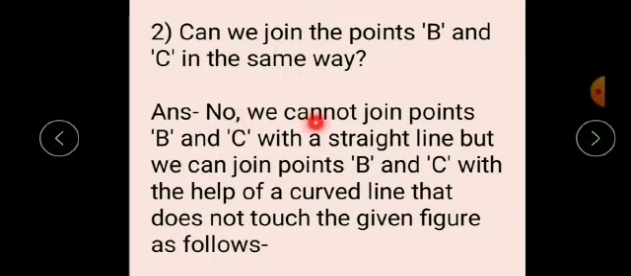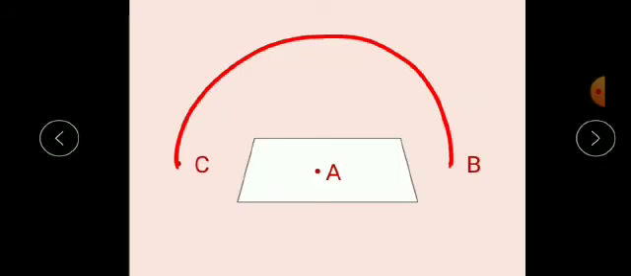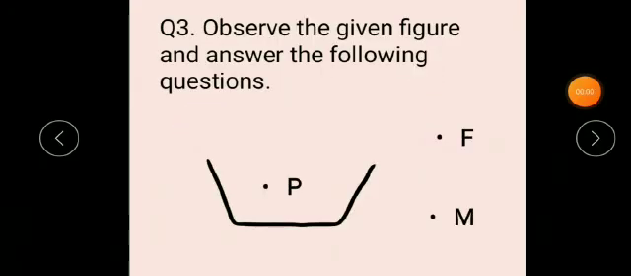So the answer is no. We cannot join the points B and C with a straight line, but we can join points B and C with the help of a curved line that does not touch the given figure as follows. Now see, we cannot draw a straight line like this, but we can draw such a curved line here from point B to point C.